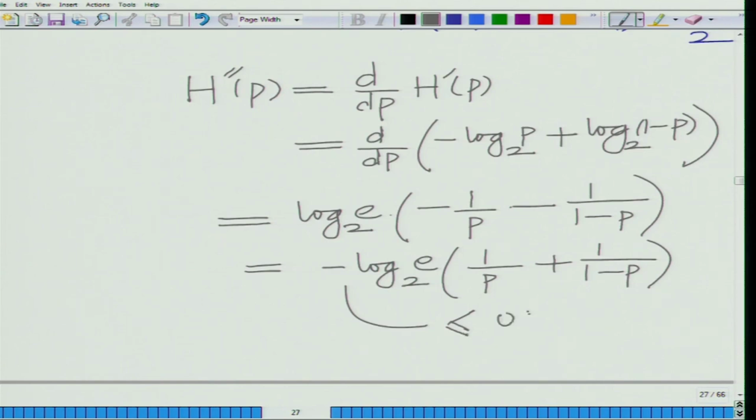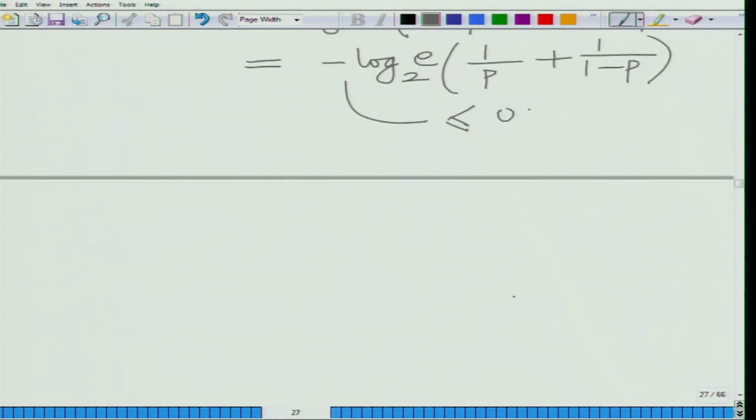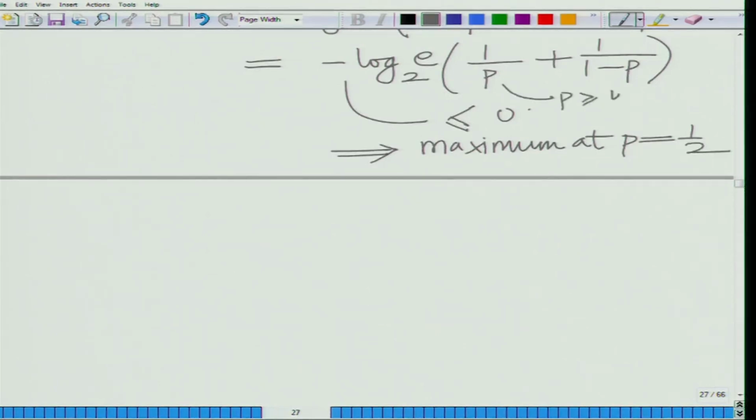Second derivative less than or equal to 0 implies there is a maximum at this quantity. Remember, p is greater than or equal to 0, 1 minus p is greater than or equal to 0, therefore this quantity, because of the negative sign, is less than or equal to 0, implying that indeed at p equal to half there is a maximum, the entropy reaches its maximum.